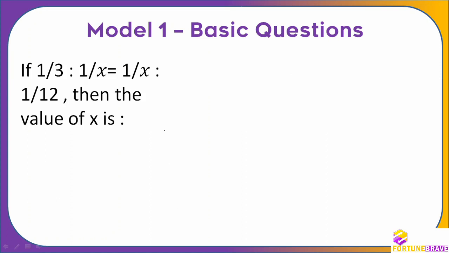If the value of x they are asking, this is also based on ratio, because it is given in the form of ratio. Now try to understand. 1 upon 3 is to 1 upon x is equal to 1 upon x is to 1 upon 12. Okay, so now how do I solve it? Again, I am going to consider this as divided by. Now if I consider it as divided by, how can I write it?